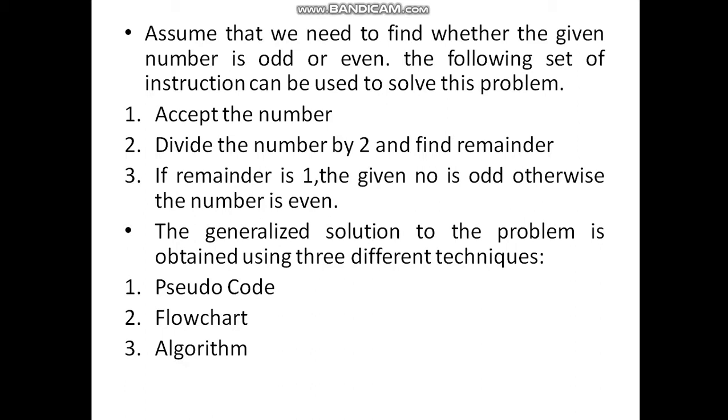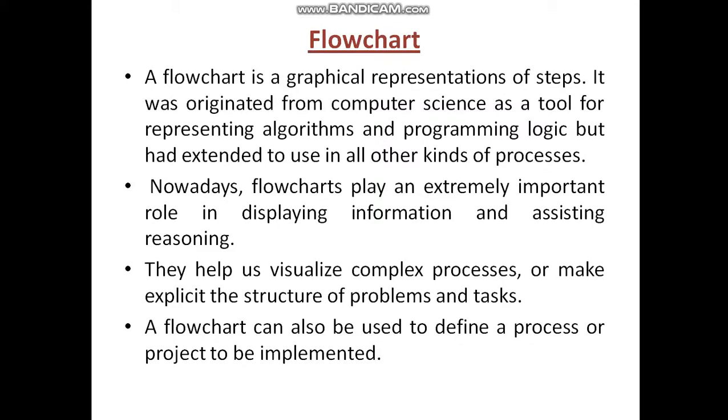The generalized solution to the problem is obtained using 3 different techniques. To solve the problem in a computer, there are 3 different techniques: first is pseudocode, second is flowchart and third is algorithm. In your book or syllabus, there are only 2, flowchart and algorithm. Let's see what a flowchart is. A flowchart is a type of program representation that we use to solve a problem in our computer. A flowchart is a graphical representation of steps, and there are different types of symbols available to solve any problem.